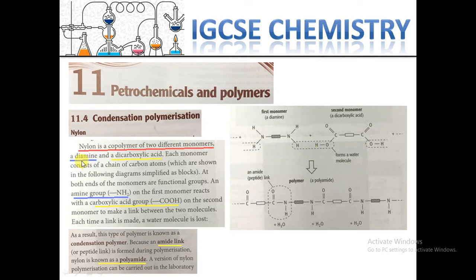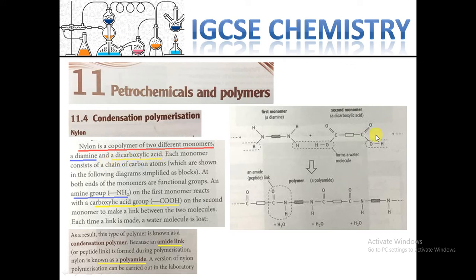One is diamine, which has two amine groups at the terminals, one at the left and one at the right. Diamine has amine groups. If any compound has two amine groups, then it is called diamine. Di here means two. Another, second monomer is a carboxylic acid.